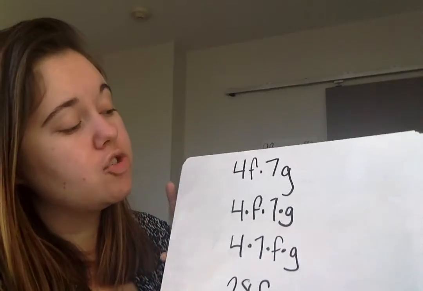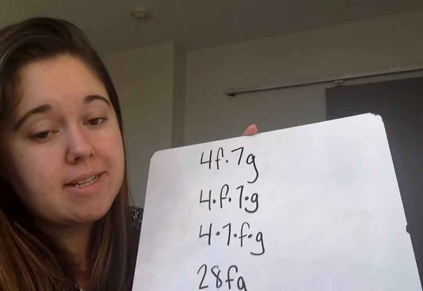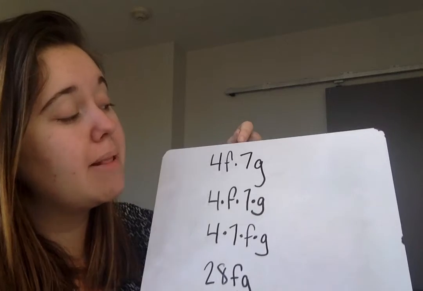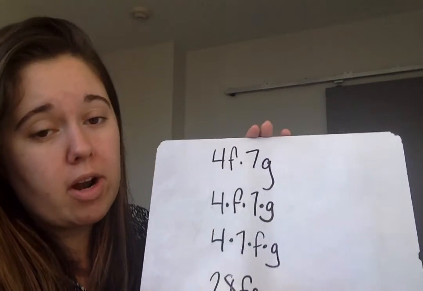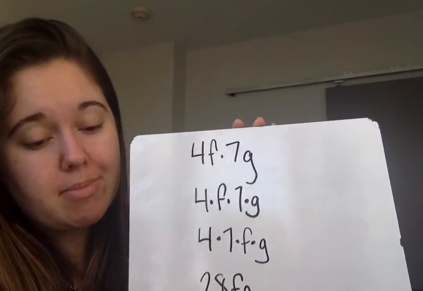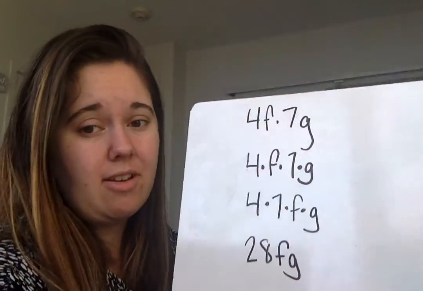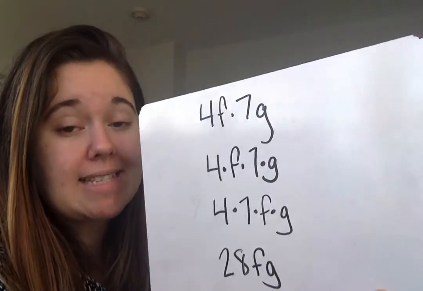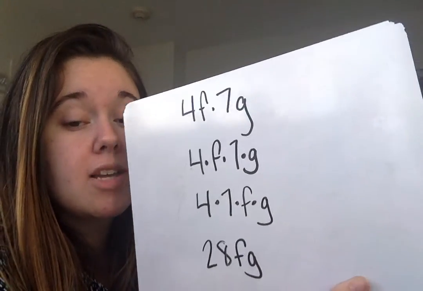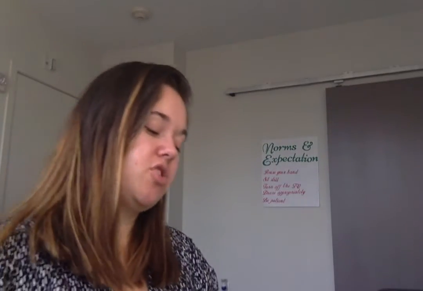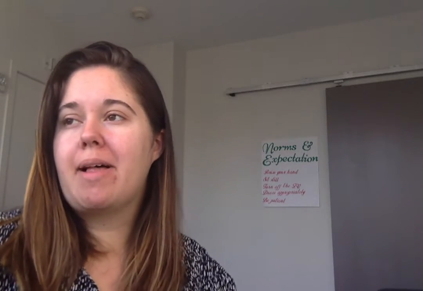Now this is only true because all of these things are being multiplied together. If I was doing 4f plus 7g, this wouldn't work. 4f plus 7g is already simplified, but because we're multiplying, that's why we're able to do it like this, okay? So I do want to make sure that that's very clear. This is only true because we're only working with multiplication. As soon as you add in addition or subtraction, this totally changes. But because we're multiplying that f and that g, then we're able to do it this way.